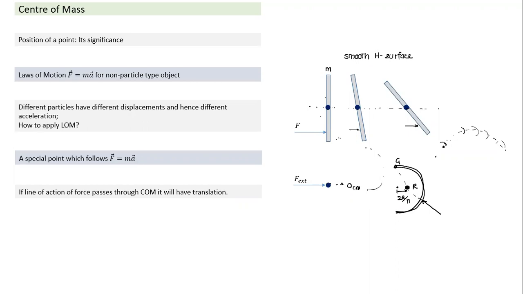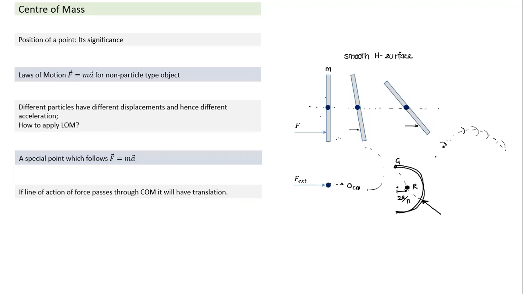So there are three ways we have defined it. One is application of laws of motion. Second, in terms of trajectory, only one point follows the trajectory of particle-like motion. And third, if the line of action of a force passes through the center of mass, the object will move in pure translation. Every single particle will have the same acceleration and displacement. So that's why that point is important.